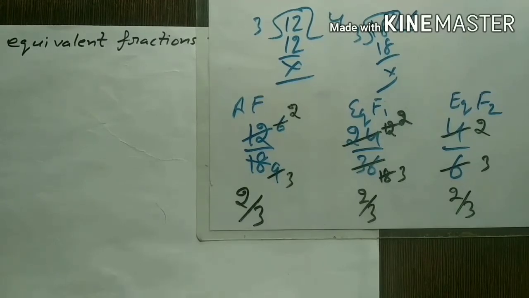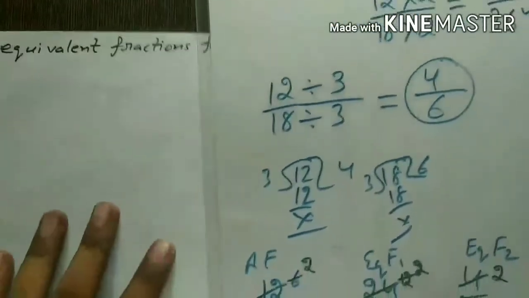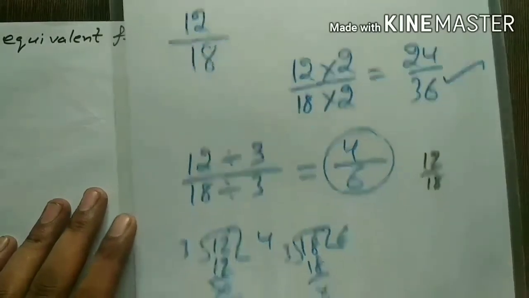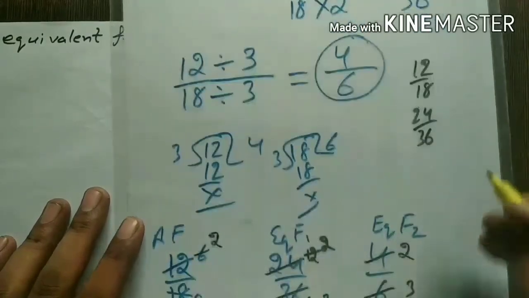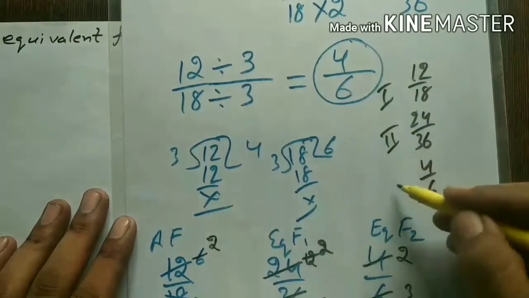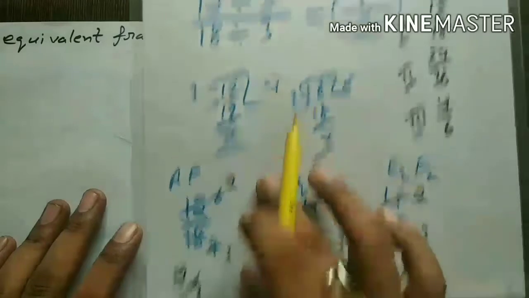Equivalent fractions are those fractions where the form of the fraction may be changed but their actual value remains the same. Okay, you can see here there were 3 forms: 12 over 18, 24 over 36 and 4 over 6. Clear? First form, second form and third form. But what is the answer of 12 by 18? 2 by 3.